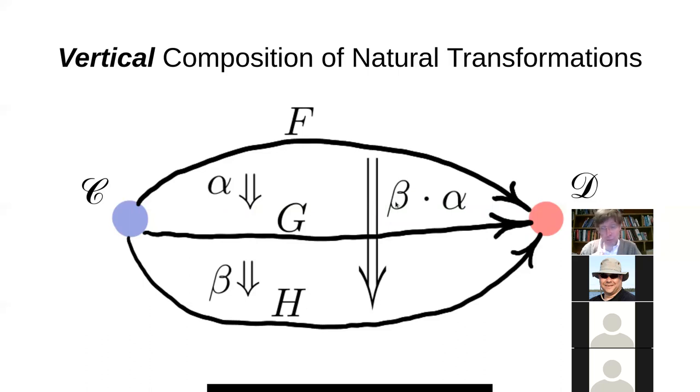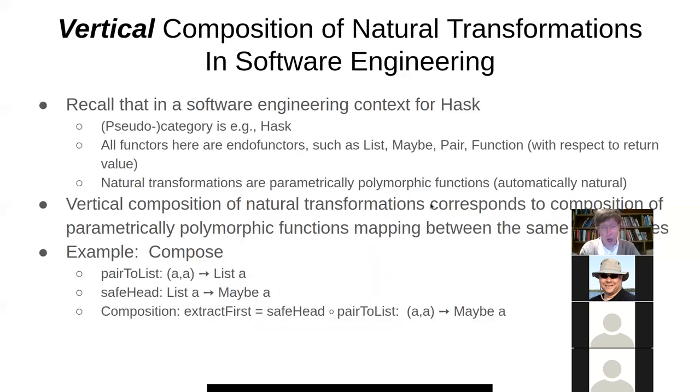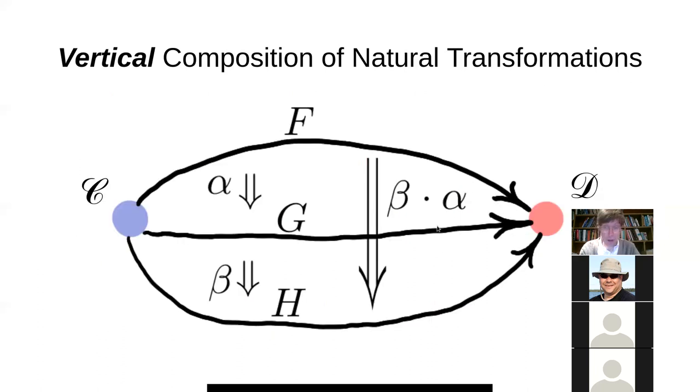And this sort of vertical composition is commonly written with a dot. It's a smaller dot, not the big round circle, which would be reserved for horizontal composition of natural transformations. So here, three functors going from C to D. We have natural transformations between pairs of them, F to G and G to H, and we can compose those natural transformations in a natural way to yield something that's guaranteed to be a natural transformation, beta after alpha.